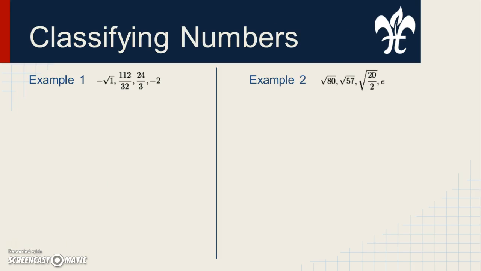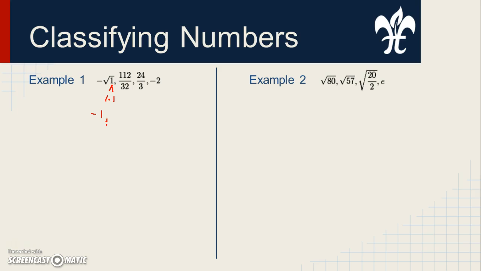So let's do some examples. We're going to classify these sets of numbers. So let's start with example 1. We have -√1. A square root means two numbers that multiply together to give us this interior number. So can we think of two numbers that multiply to 1? Well, yeah, if we factor this, this is the same thing as 1 times 1. So the square root here is just 1, so this is -1. We can rewrite it as -1.